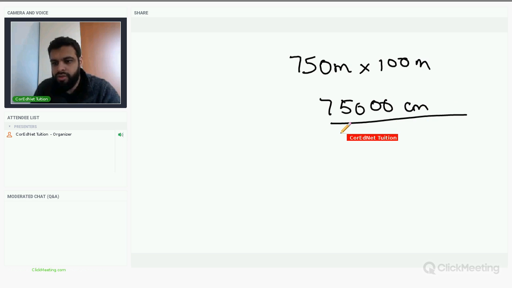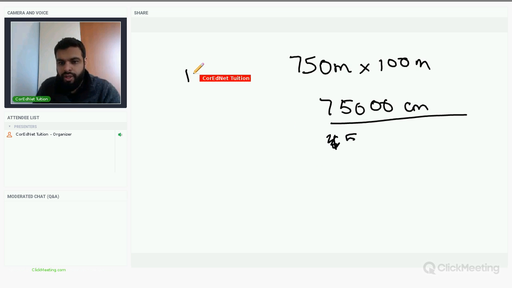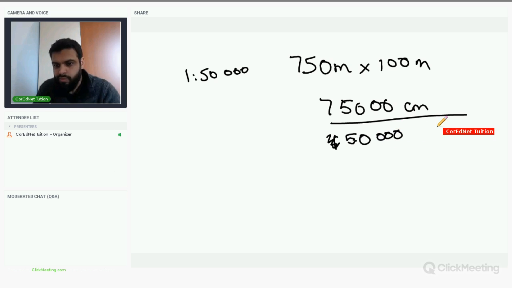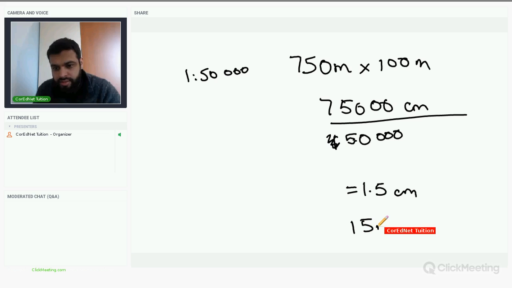centimeters. Okay, so we're going to divide it by our scale of one. What was our scale? 50,000. So it's going to be 1 to 50,000, isn't it? That's our scale. So we'll divide it by 50,000. Okay, so therefore I get 1.5 centimeters, which is 15 millimeters, isn't it?